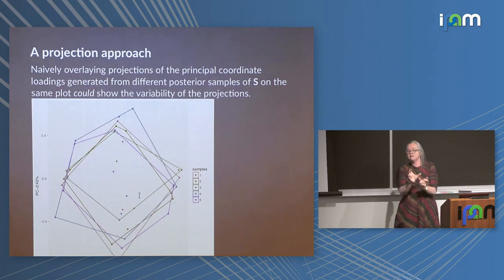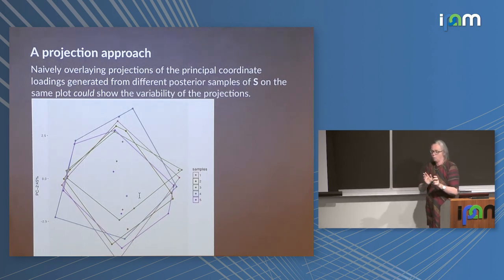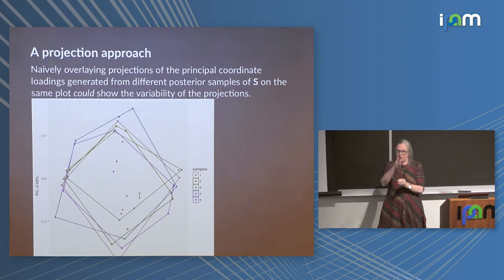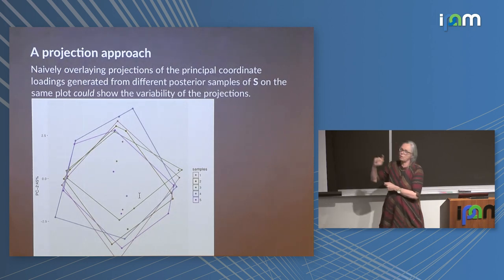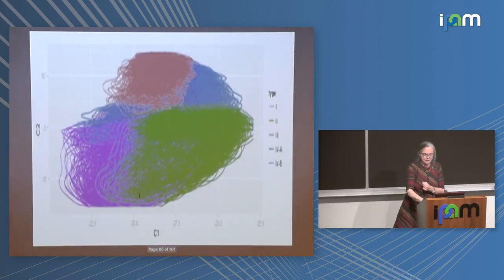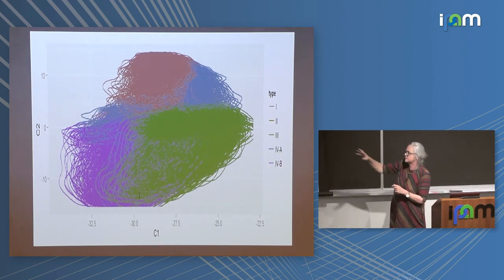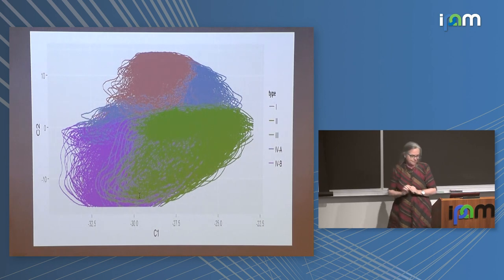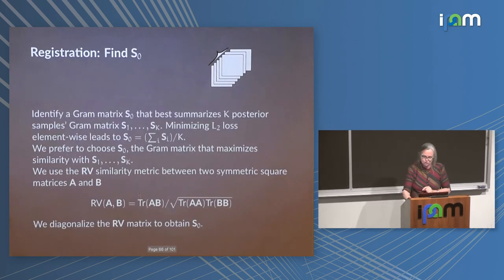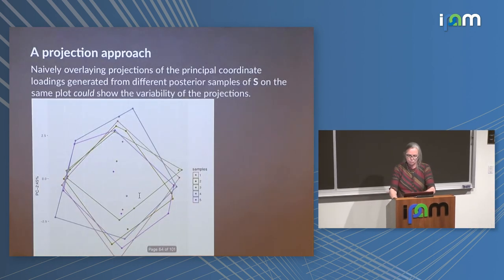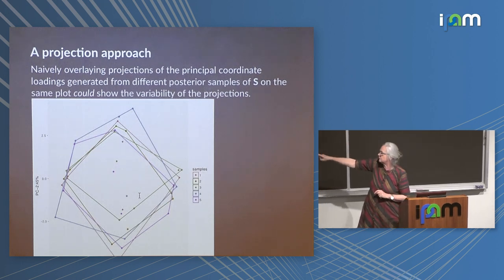Because the eigenvector is only defined up to a sign, sometimes what was on the right goes up, so the first eigenvector becomes the second eigenvector. That's what's going on here. We have all of these posterior picks and we get this, so we need to do registration. And that's the problem here as well.